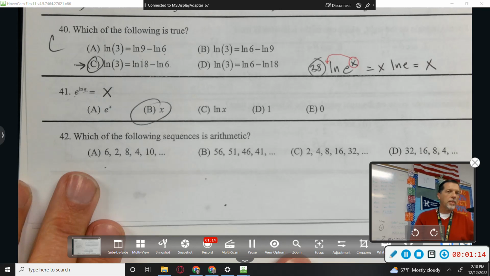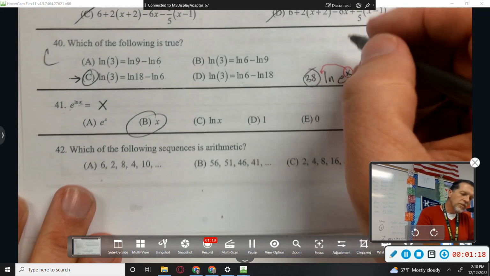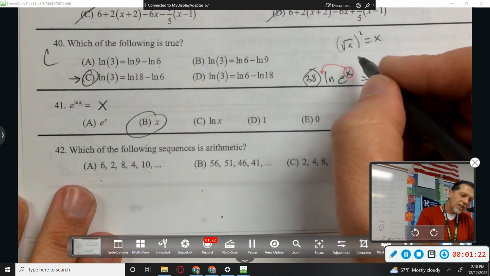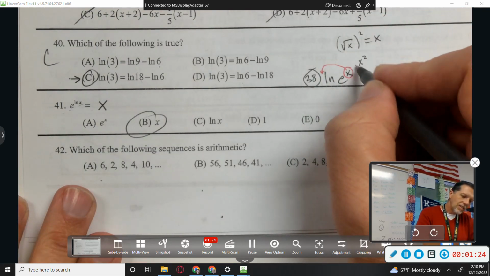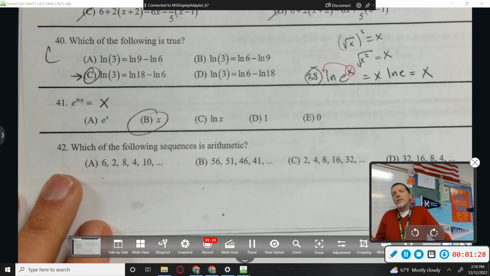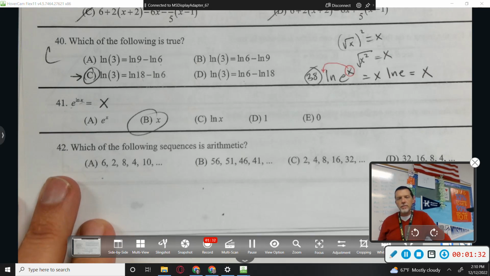Wait, I thought 38 was x. 38 is x. So they're both x. It's sort of like the square root of x squared is x, and the square of the square root of x is x. It's like they undo each other, and the order you do them in doesn't really matter. They counteract each other.